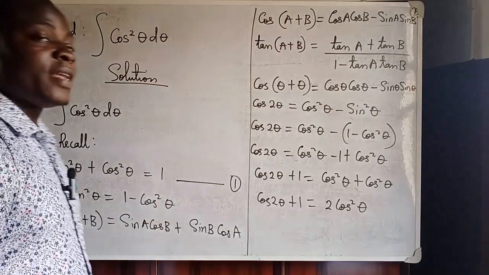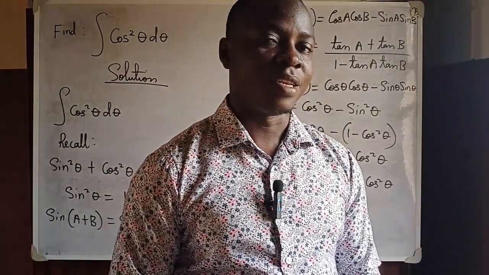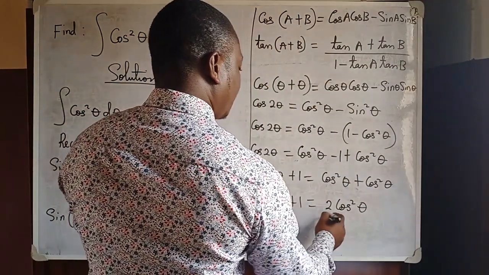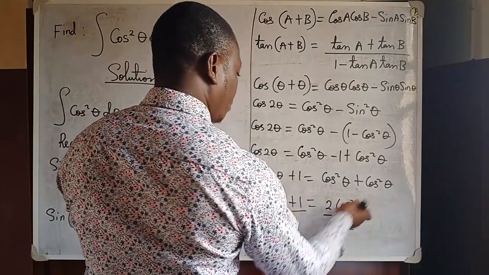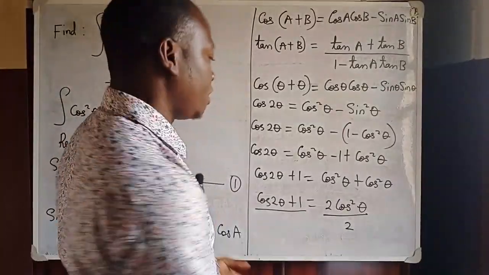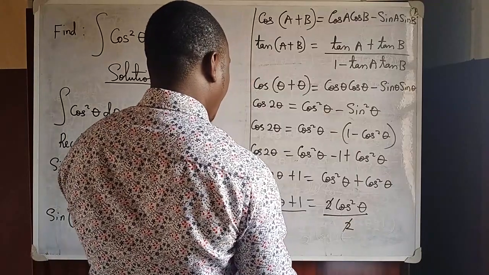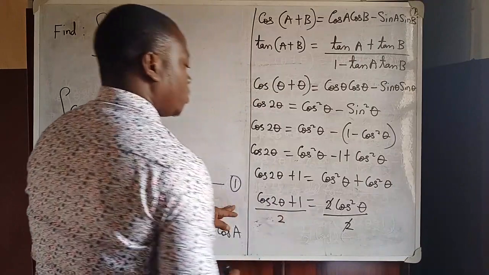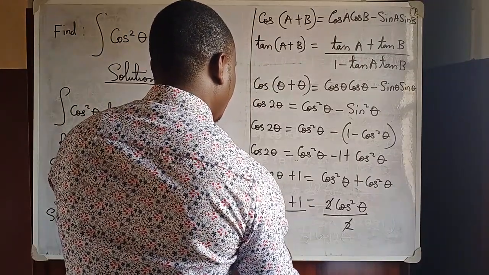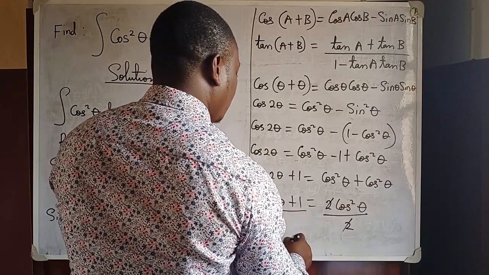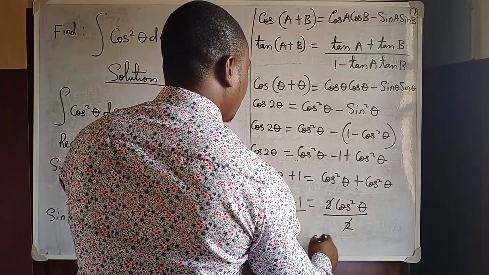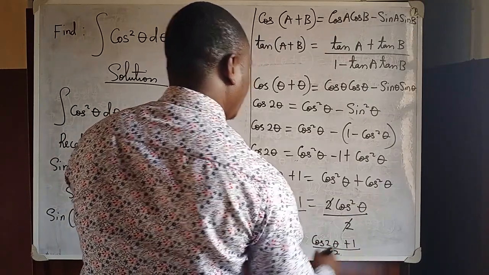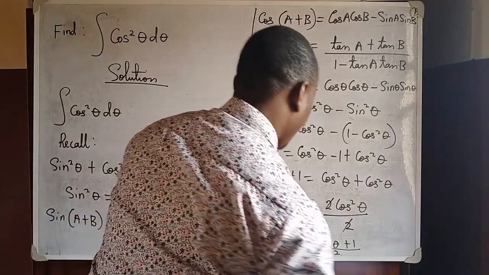All right. Now, if I decide to make cos squared theta the subject, I will divide this by 2 and divide this by 2, so that I can make cos squared theta the subject. So this will cancel this. I will have cos squared theta equals cos 2 theta plus 1 over 2. Let me write it properly here.